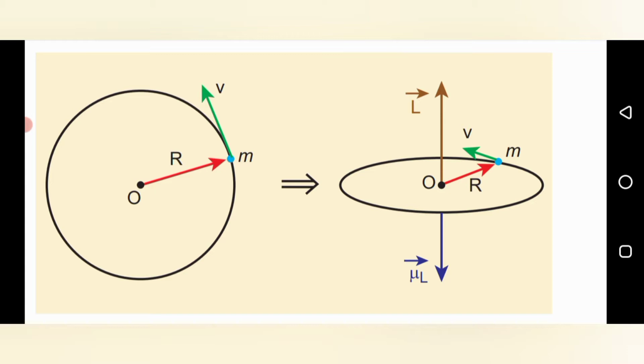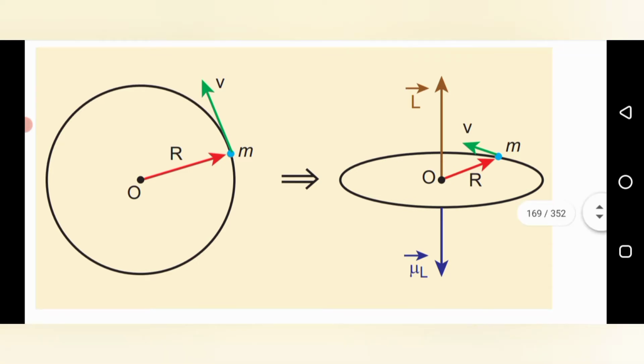These are the parameters used in picture 1, and the second picture represents the direction of the magnetic dipole moment vector and also the orbital angular momentum. These two vectors, the dipole moment and the orbital angular momentum, are opposite in direction. So what are the parameters? R, v, m we already know, and they are measured from the center O.